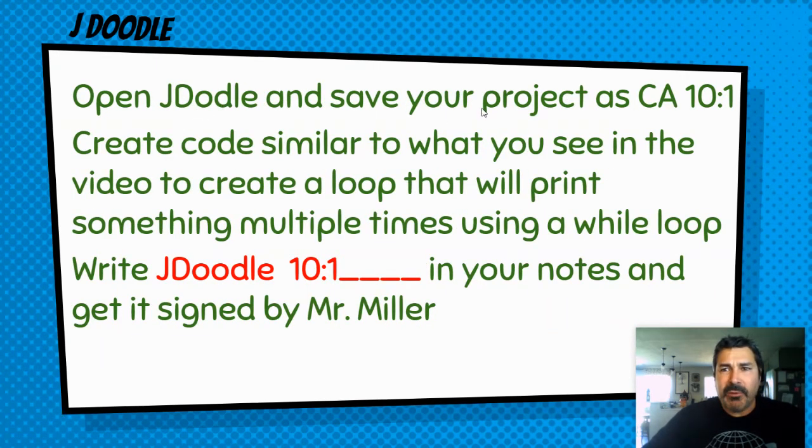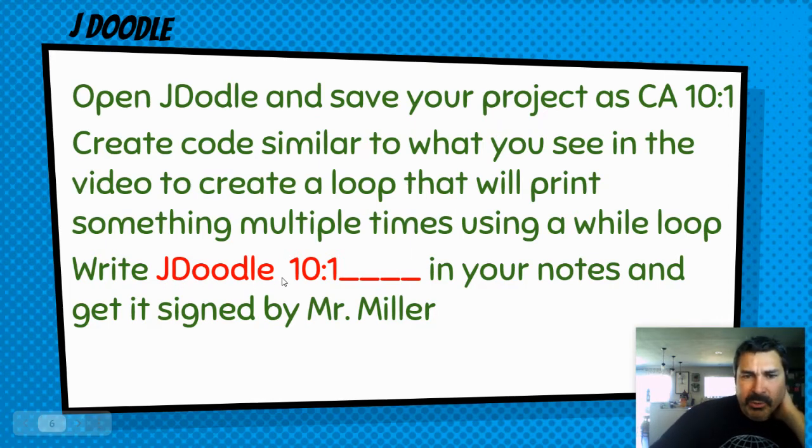So open JDoodle and save your project as CodeAcademy 10.1. Create code similar to what you see in the video to create a loop that will print simply multiple times using a while loop. Write JDoodle 10.1 in your notes, don't forget the little line there, and then have me sign it off.